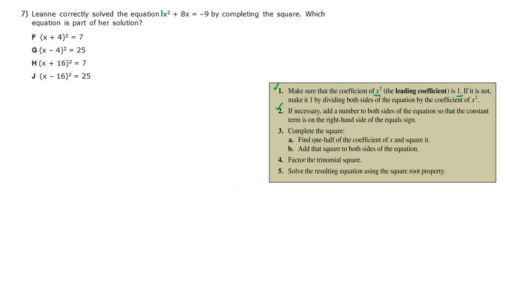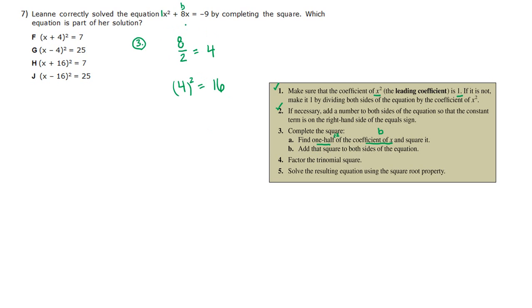Now next, we find 1/2, or the same thing as divide by 2, of our b. So here is our b here. So we're going to take 8. So I'm on step 3. 8 divided by 2 is 4. Then we take this 4 and we square it. We have 16. And then we're supposed to add this to both sides of the equation.